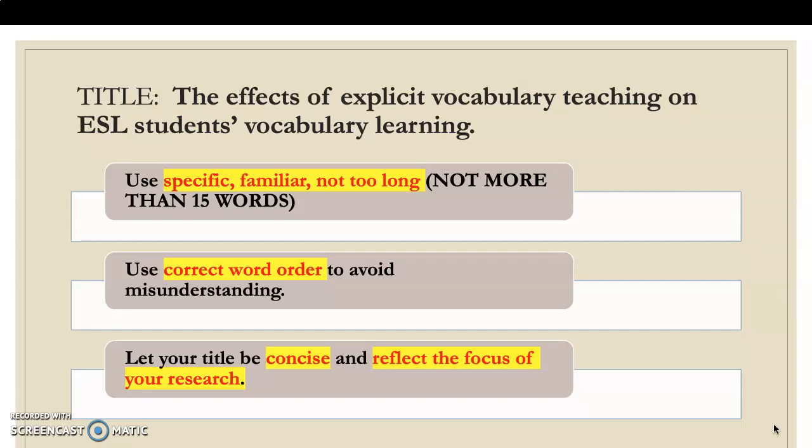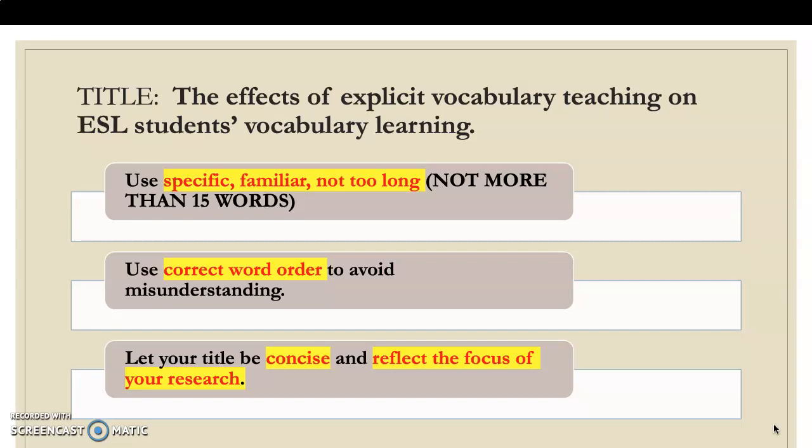For instance, we're going to work on writing a research proposal today by using this title: the effects of explicit vocabulary teaching on ESL students' vocabulary learning. So we have a title here, and if we look at that title, you can see it's very specific. The words are familiar. Maybe explicit is not familiar to you; that will be defined. So it is specific, familiar, not too long, not more than 15 words, and in the correct word order so that no misunderstanding happens, and it very much reflects the focus of the research.